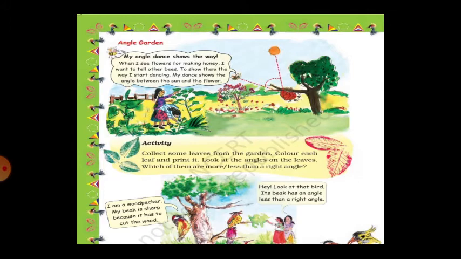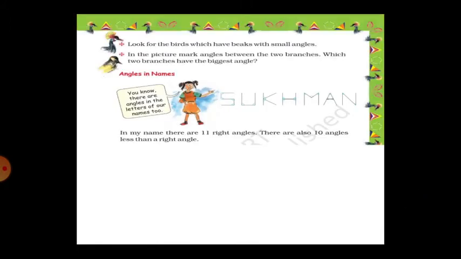Collect some leaves from the garden. So you have to collect some leaves, color each leaf and print it. See, color that leaf, any color you can use, and print it. Look at the angles on the leaf, which of them are more or less than a right angle. Here they are marked. See here, they used color for the leaf and they arranged like this. So you can observe angles here also. So many are there.